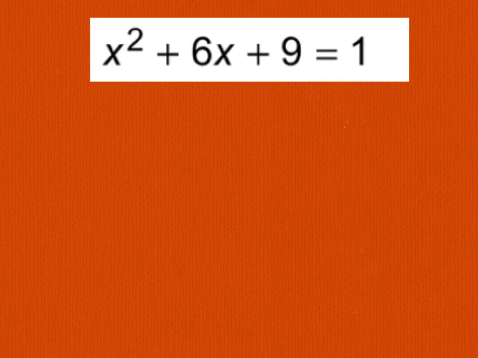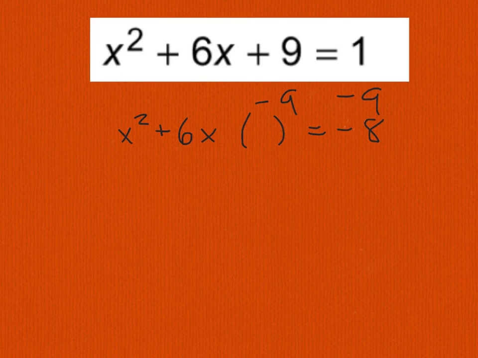All right, so here we need to solve for x. What do we do first? Subtract 9 on both sides. So what's our new equation going to be? X squared plus 6x is going to equal negative 8.